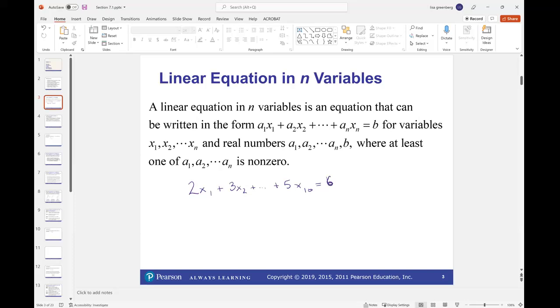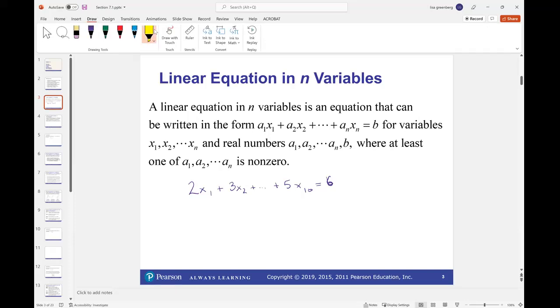Notice all of the variables are to the first power, okay? And all the A's, notice what this says, all the A values and the B are real numbers, meaning they can be any value that could be on the number line could be an answer, where at least one of the A's is not 0. Because if they were all 0, then we would have nothing, right? So they're saying at least one of them has to not be 0. Okay.